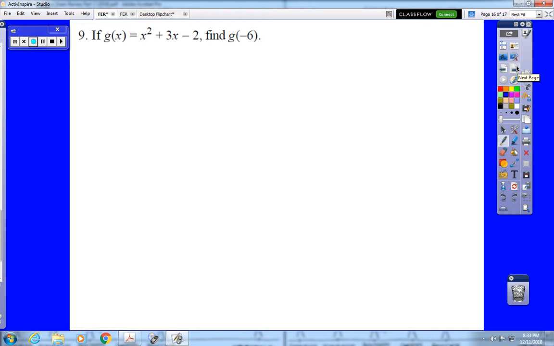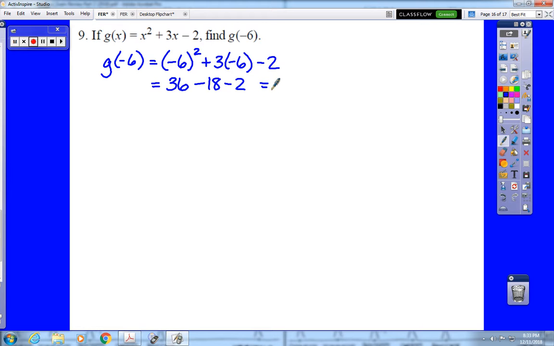Number 9 is evaluating function notation. Simple problem. To find g of negative 6, we simply plug negative 6 in for x everywhere in the equation and then evaluate. So that would be negative 6 squared plus 3 times negative 6 minus 2. That is 36 minus 18 minus 2, which would be 16. So g of negative 6 is equal to 16. Now remember, this is notation, so we don't do anything crazy like try to divide by negative 6. That's the answer. g of negative 6 equals 16.